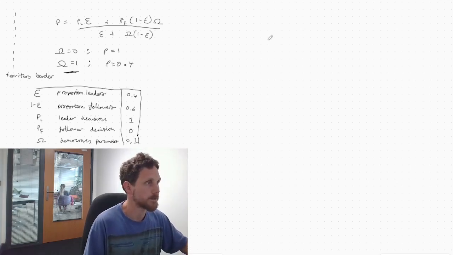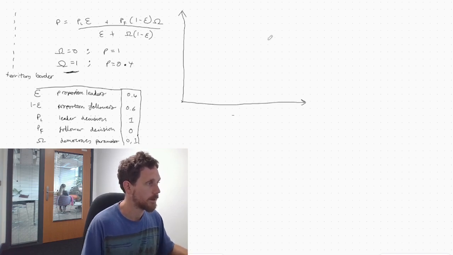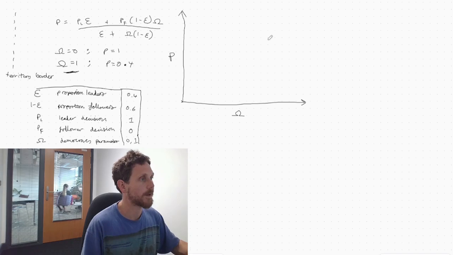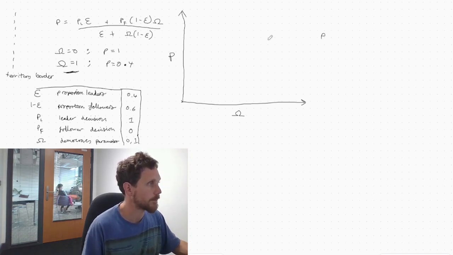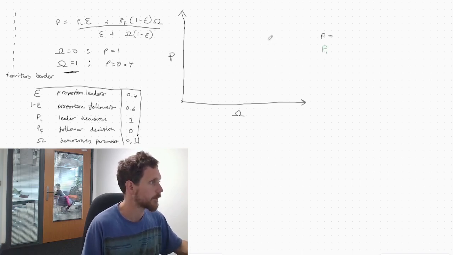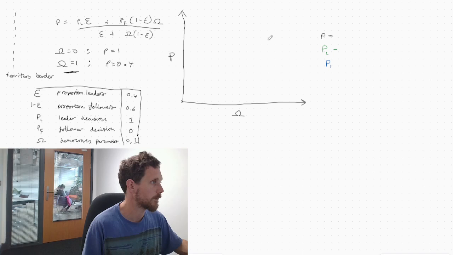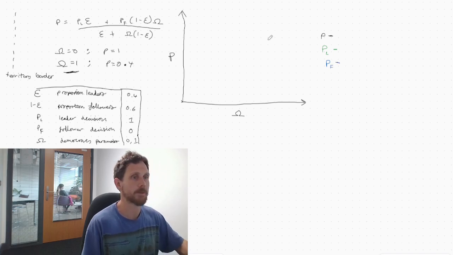All right, now we can start to plot this. We put democracy on the x-axis and P on the y-axis, but we'll have 3 different versions of P. We'll have P in black, PL, the leader decision, in green, and PF, follower decision, in blue.